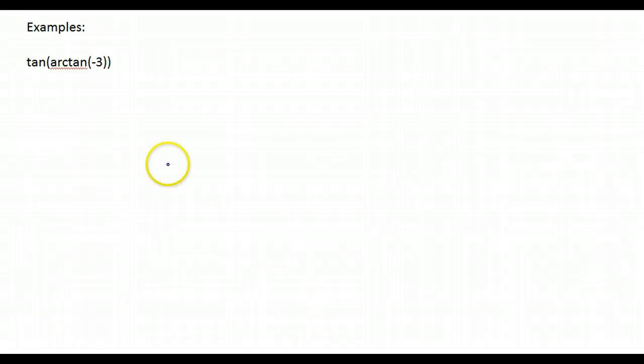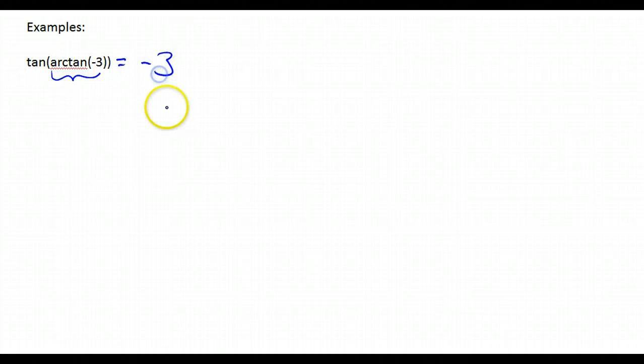Okay, so let's do some examples. What is the tangent of the arctan of -3? So this is saying what angle has a tangent equal to -3. And so we're going to take the tangent of the angle whose tangent is -3, and the tangent and the arctan cancel each other out, and the answer is -3.